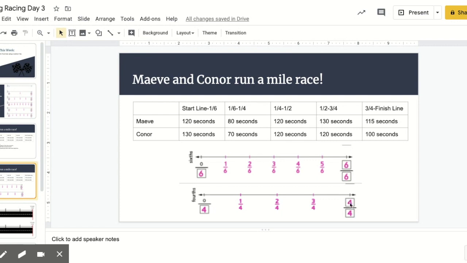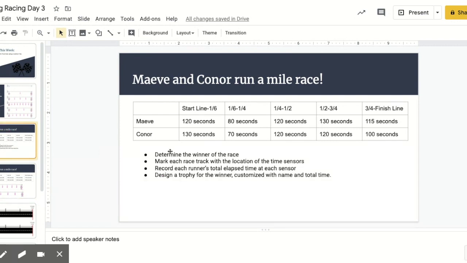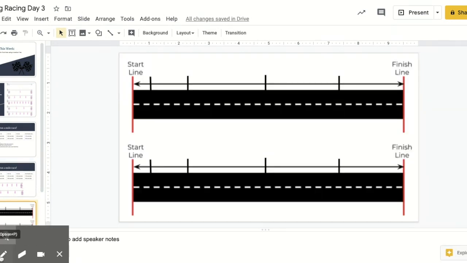So let's take a look at our directions. So first, we need to determine the winner of the race, but I don't think we can do that until we mark each racetrack with the location of the time sensors. So let's look at our racetrack and mark each location of the time sensors. So here is going to be 1/6, 1/4, 2/4, and 3/4.